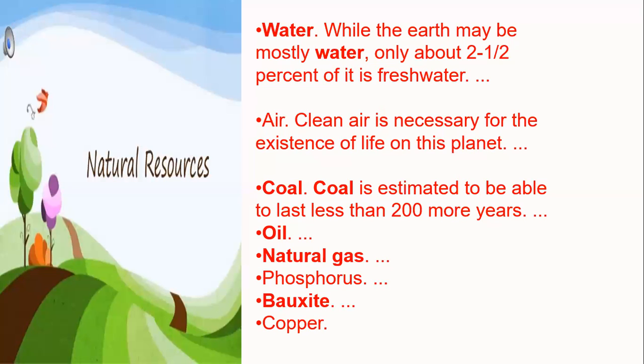Natural resources can be water. While the earth may be mostly water, only about 2.5% of it is fresh water. We are not getting fresh water everywhere. Usually the water is ocean water, which has salt in it. So we are getting salty water more than fresh water. The fresh water is very less.